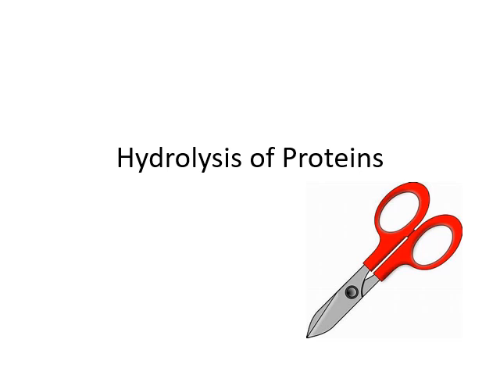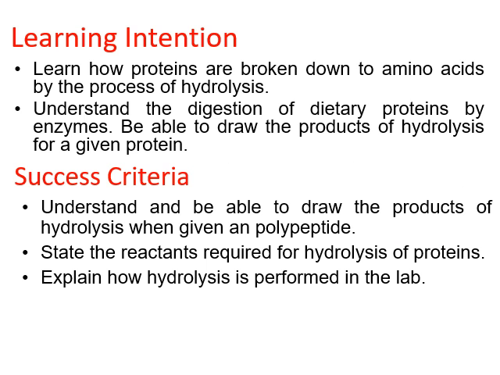Hydrolysis of proteins. The learning intention is you should learn how proteins are broken down to amino acids by the process of hydrolysis. Understand the digestion of dietary proteins by enzymes, be able to draw the products of hydrolysis for a given protein. Success criteria: understand and be able to draw the products of hydrolysis when given a polypeptide, state the reactants required for hydrolysis of proteins, explain how hydrolysis is performed in the lab.